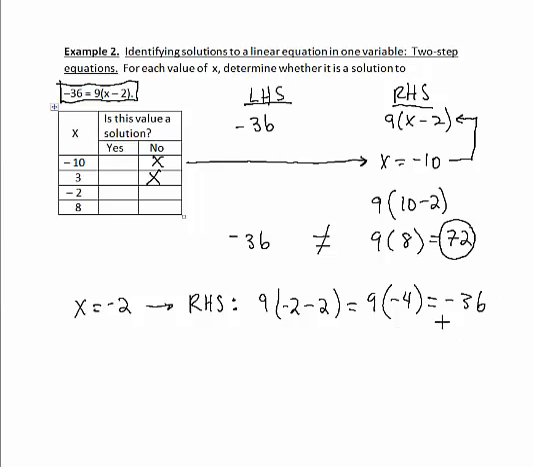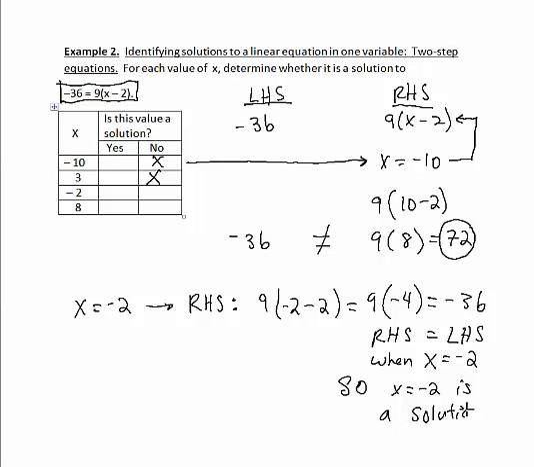We arrived at this negative 36 by calculating the right hand side, and negative 36 is the left hand side. So right hand side equals the left hand side when x equals a negative 2. So x equals negative 2 is a solution. So we'll check yes for negative 2.